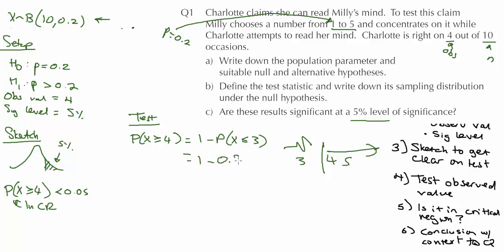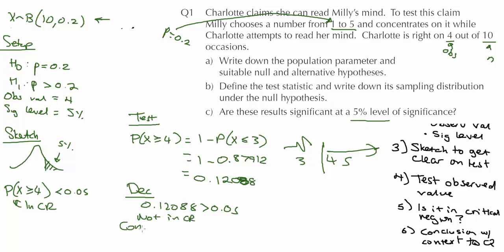Alright, I got 0.87912, which means that this is 0.12098. Hopefully I've done that correct off the top of my head. Use a calculator for that one. There you go. Good reason not to do what I do. So okay, now we do the decision. 0.12088, yeah, it's bigger than 0.05. So it's not in the critical region. And then just do the conclusion.